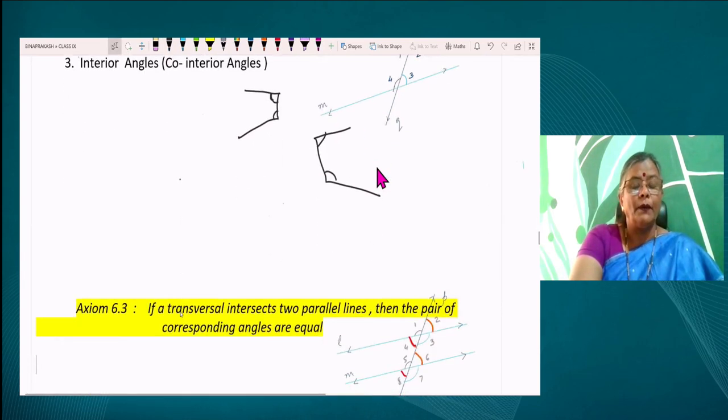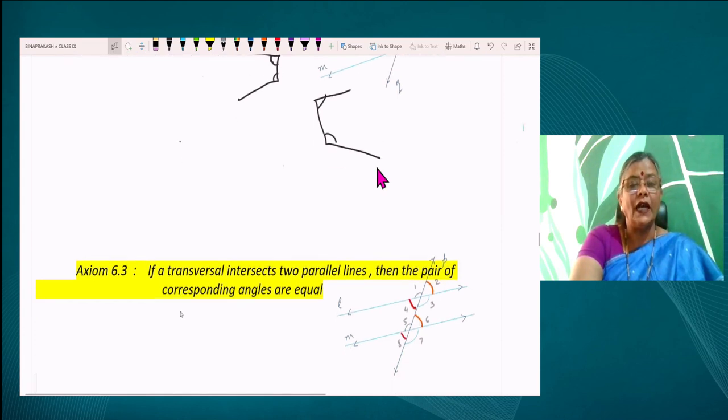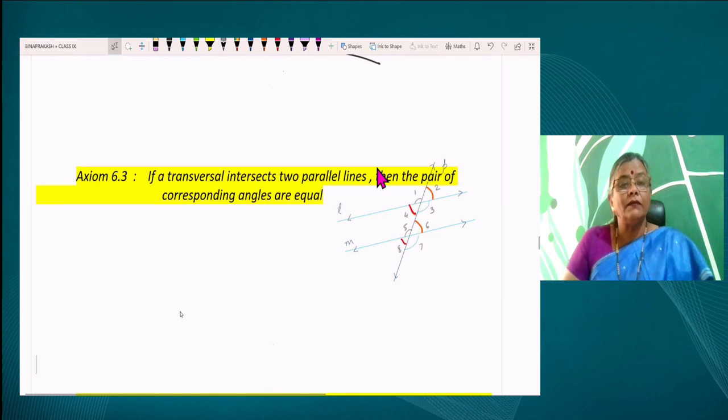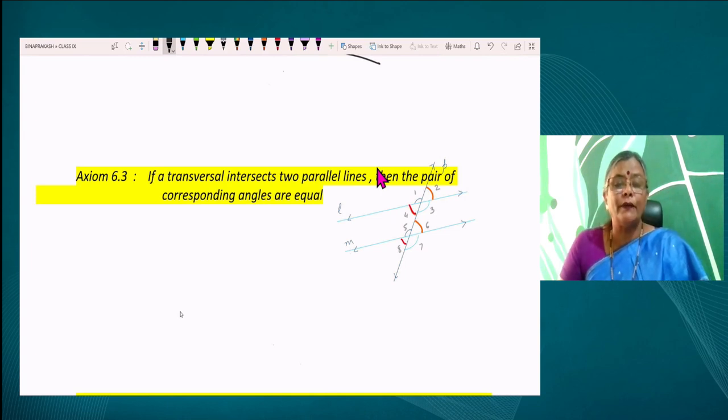Before we go further, we have an axiom. Remember, children, what is an axiom? It is something which we don't require to prove; it is a statement which is to be accepted. What is it? If a transversal intersects two parallel lines, then the pair of corresponding angles are equal.